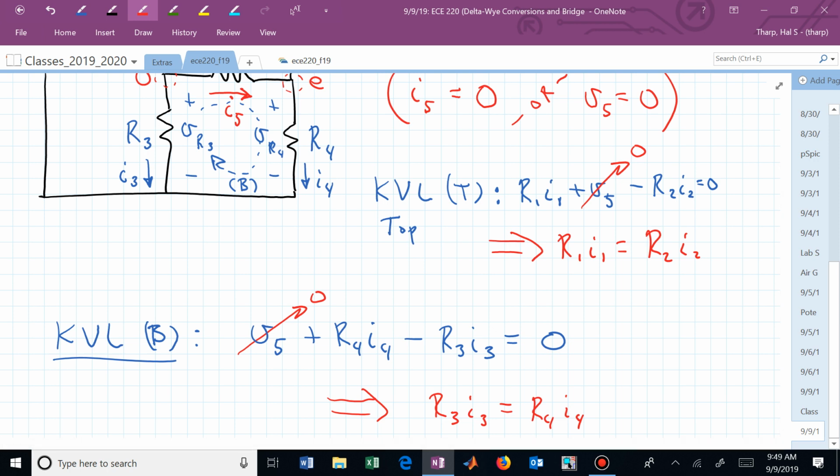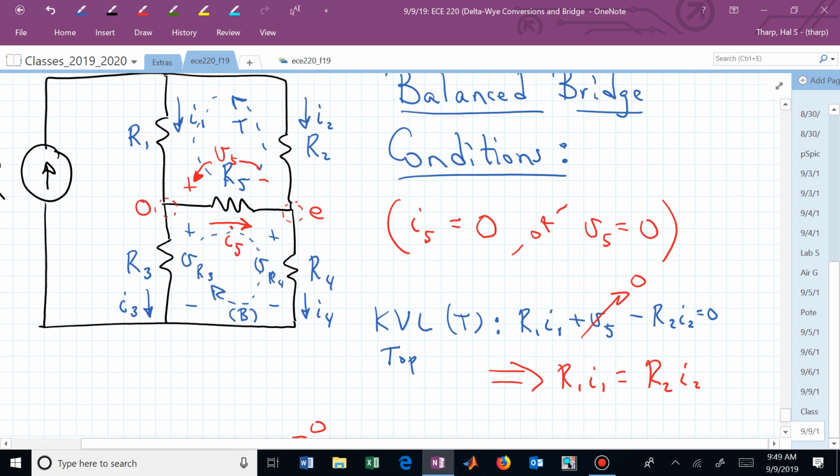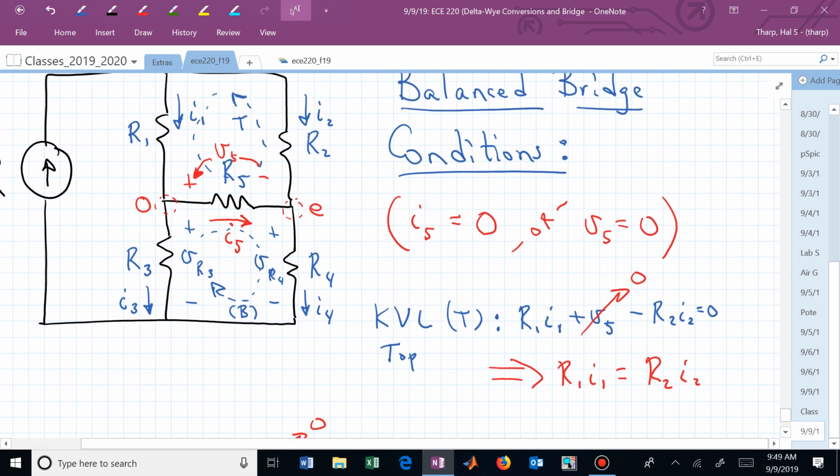But if we're balanced and I5 is equal to 0, how are I1 and I3 related? If I5 is 0, can you see if we did a KCL at the odd node, we would have I1 in, I3 out, and I5 out, but I5 is 0, so I1 and I3 are the same. Do the right side. I2 and I4 are the same.